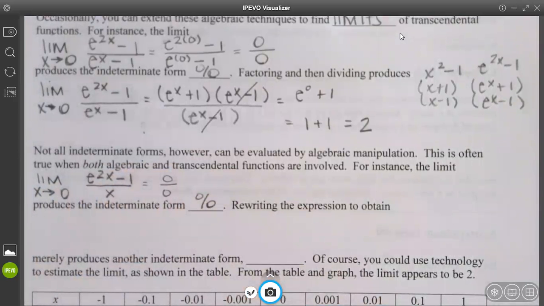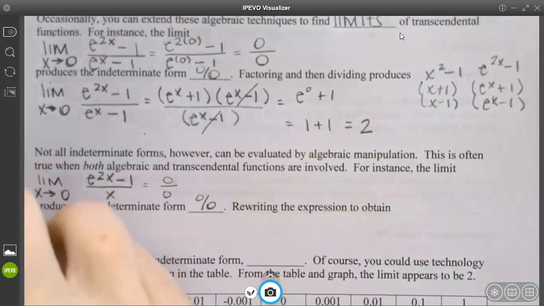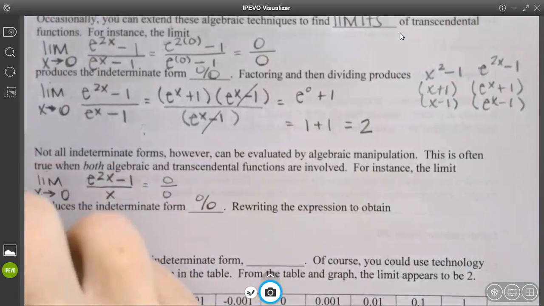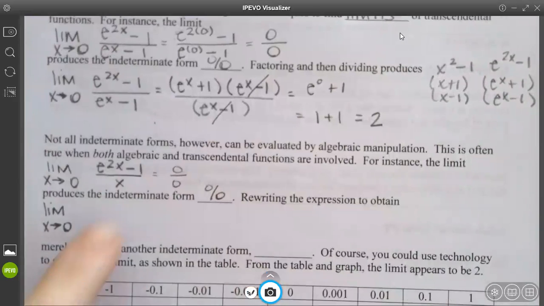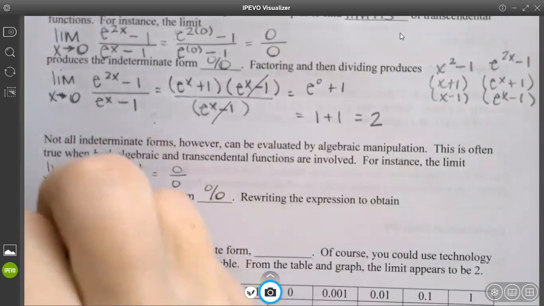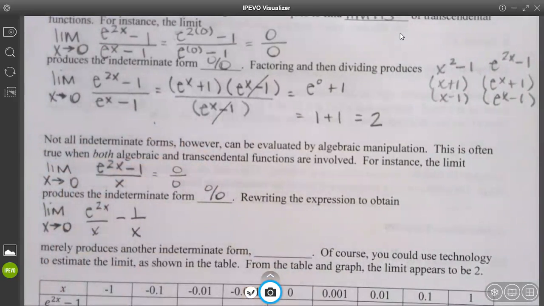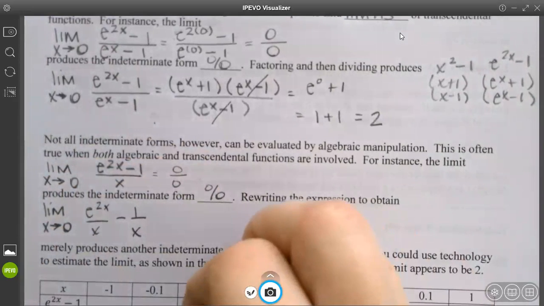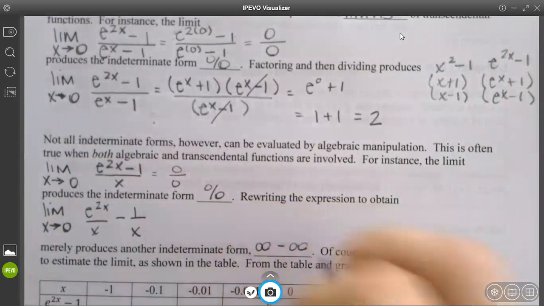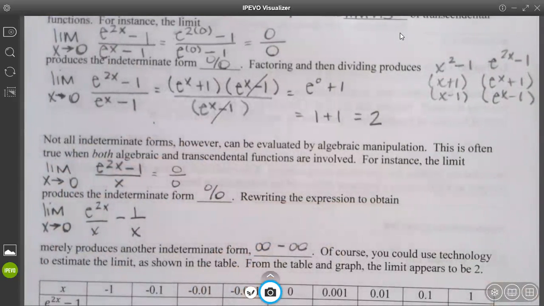So rewriting the expression to obtain. Remember, anytime you have a monomial or one term on the bottom, this is like having fraction addition or fraction subtraction. We can separate it out and put both parts over that monomial denominator. But this is going to give us another indeterminate form, and we haven't seen this one yet, which would be infinity minus infinity.